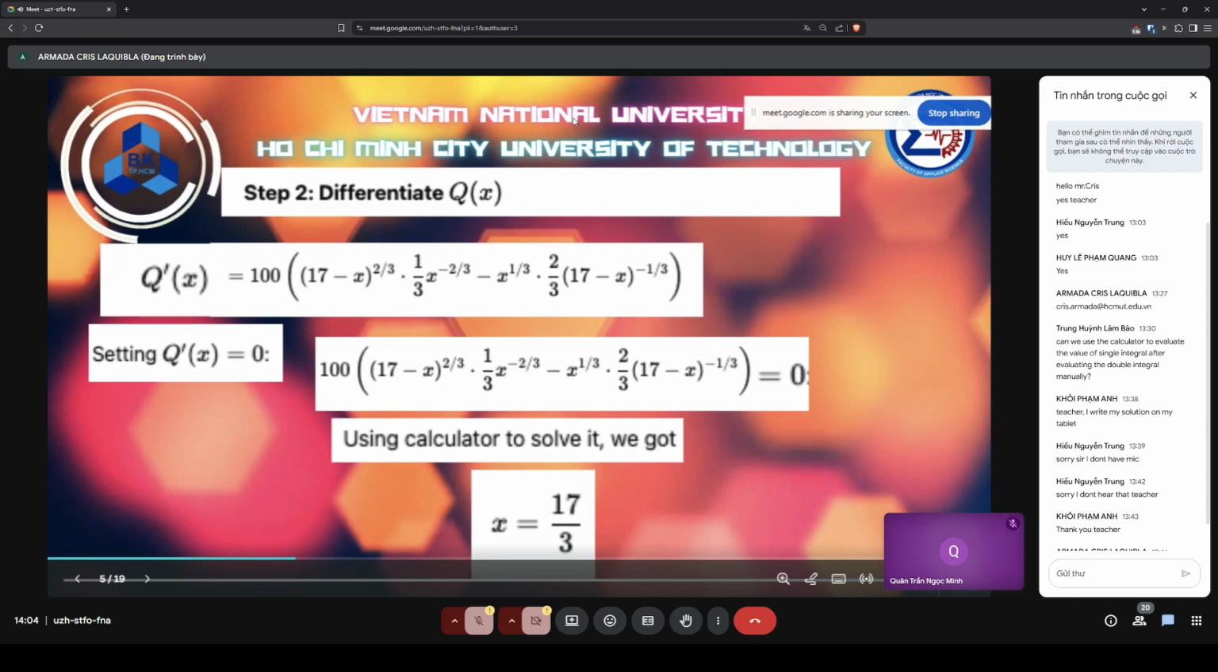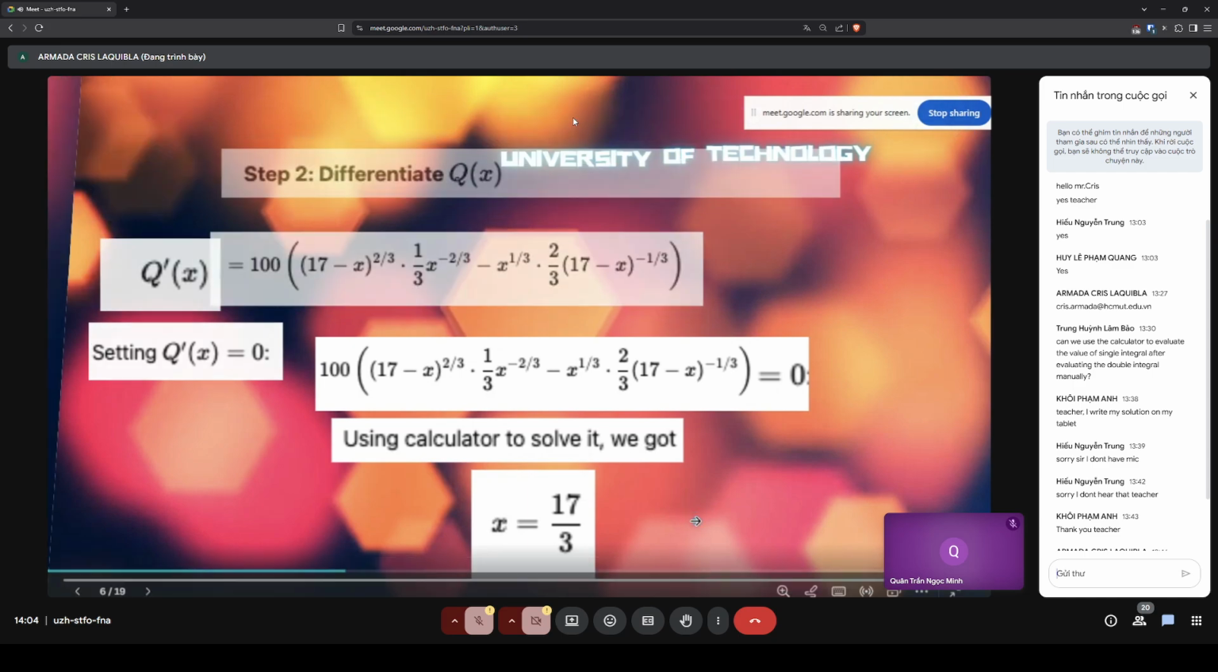Okay, is it 17 over 3? Correct? Is it a yes? Okay, no one will talk. Hello? Yeah, the other class tried that already, and the calculator will give 17 over 3 there.